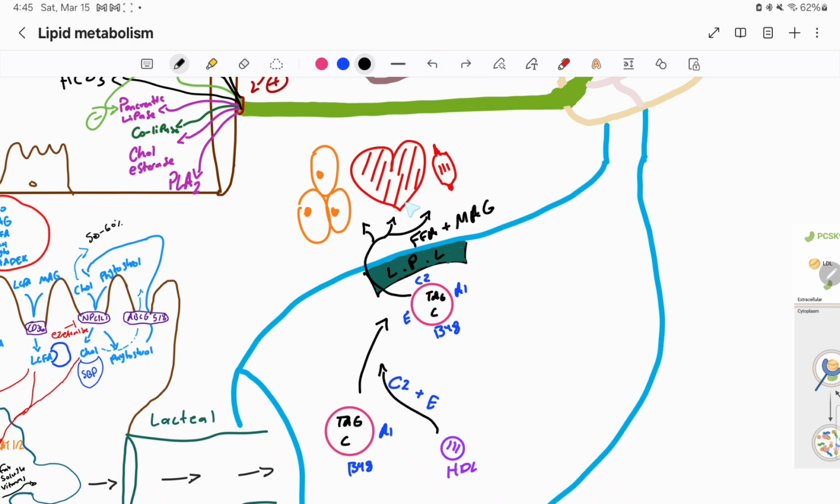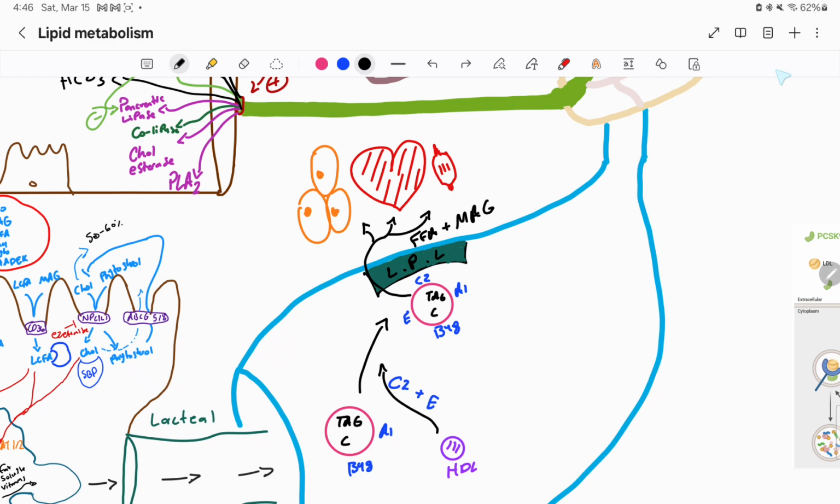If we're talking about the heart and the skeletal muscle, they're most likely going to be used for energy production. If we're talking about the adipose tissue, it will use these free fatty acids and monoacylglycerols to make triacylglycerols and store them as fat. Now you know what this chylomicron is doing. It is bringing exogenous or dietary fat to tissues for use. How is it doing that? With the help of this lipoprotein lipase activated by ApoC2, cleaving this guy and allowing that fat to become free.